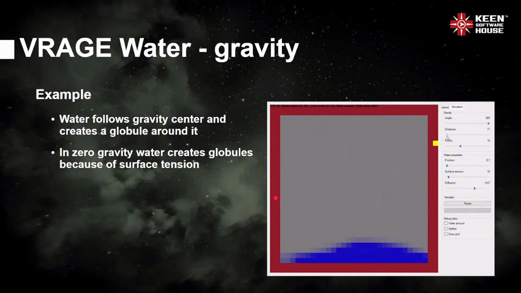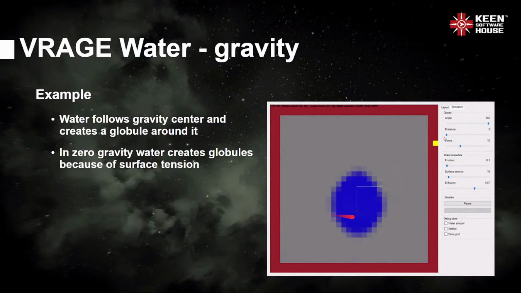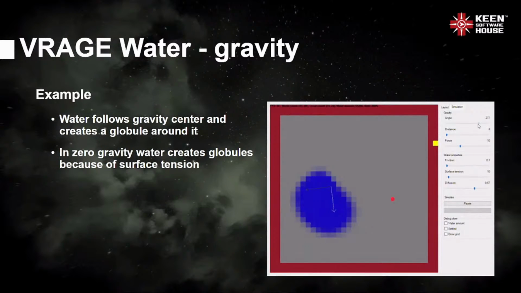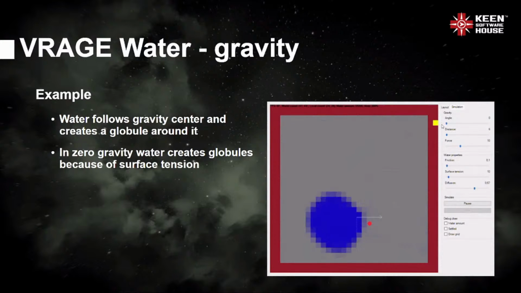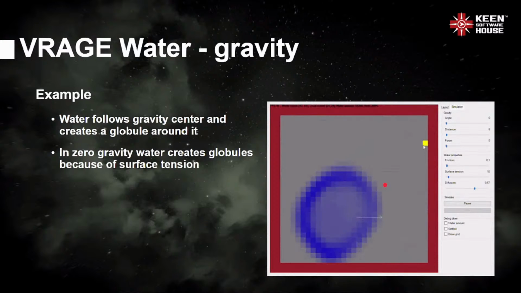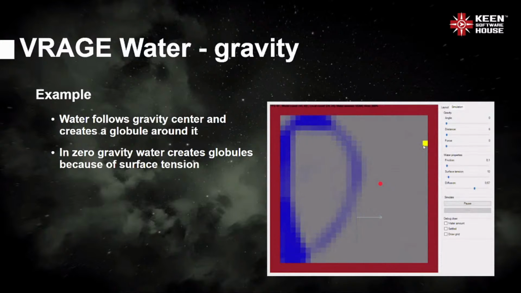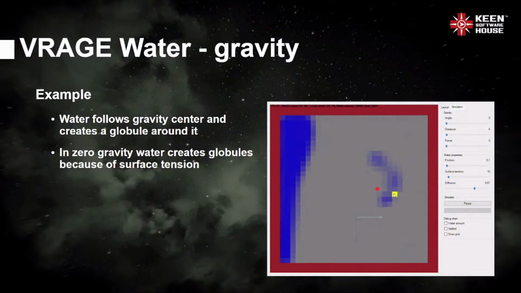This is an example of how gravity works. This green arrow in the middle is the gravity itself, and the water is following it. When I move the force to 0, it means that there is no gravity, and the water starts to create globules because of surface tension. Now you can see these globules.